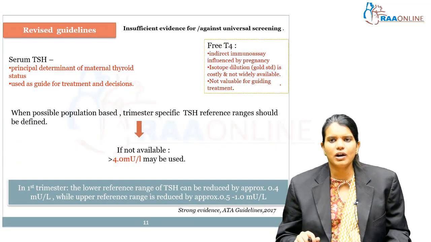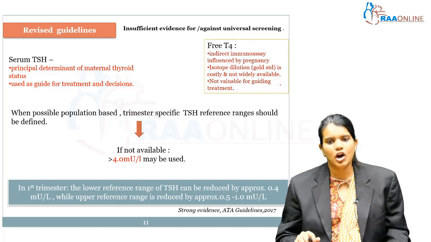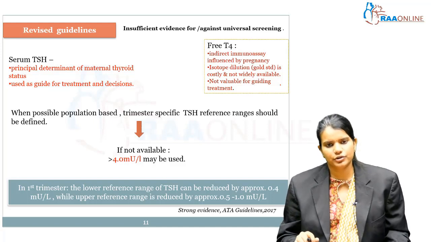Insufficient evidence for and against universal screening is there. Serum TSH is the principal determinant of maternal thyroid status and is used as a guide for treatment decisions. When possible, population-based, trimester-specific TSH reference ranges should be defined, and if not available, a cutoff of more than 4, which is considered to be hypothyroid, should be used.